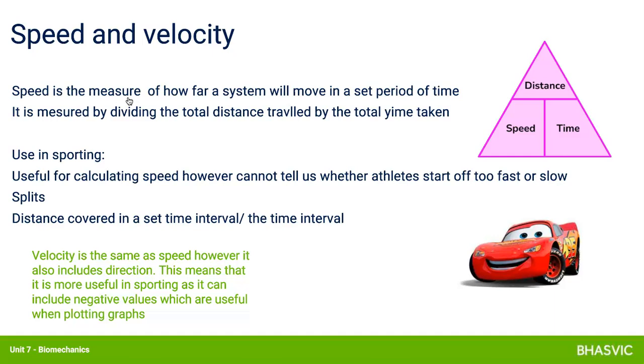Velocity is the same as speed in that it measures distance over time. However, it also includes direction. This means that it has a greater use in sporting, as it shows you negative values, such as when you're in a swimming race and you go forwards and then you go back along that same path. That will usually result in a velocity of 0. This makes it much more specific and gives you a greater variety of use, which is much more useful when plotting graphs and measuring speed.